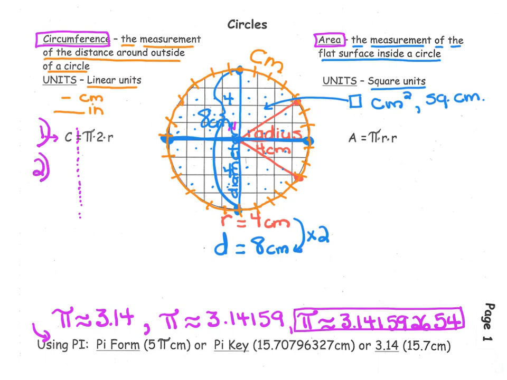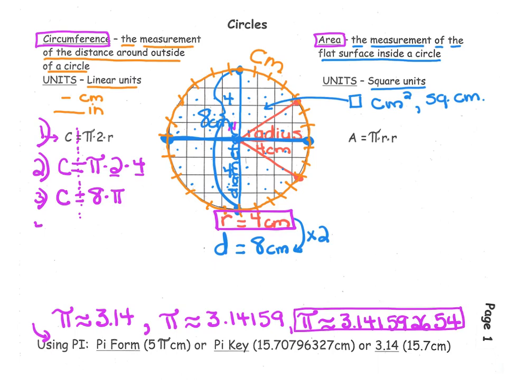Step 2, let's substitute for what we know. C equals pi key times 2 times, and in this case, our radius value is 4. Now, to multiply 2 times 4 is very easy. We get the value 8 times pi.